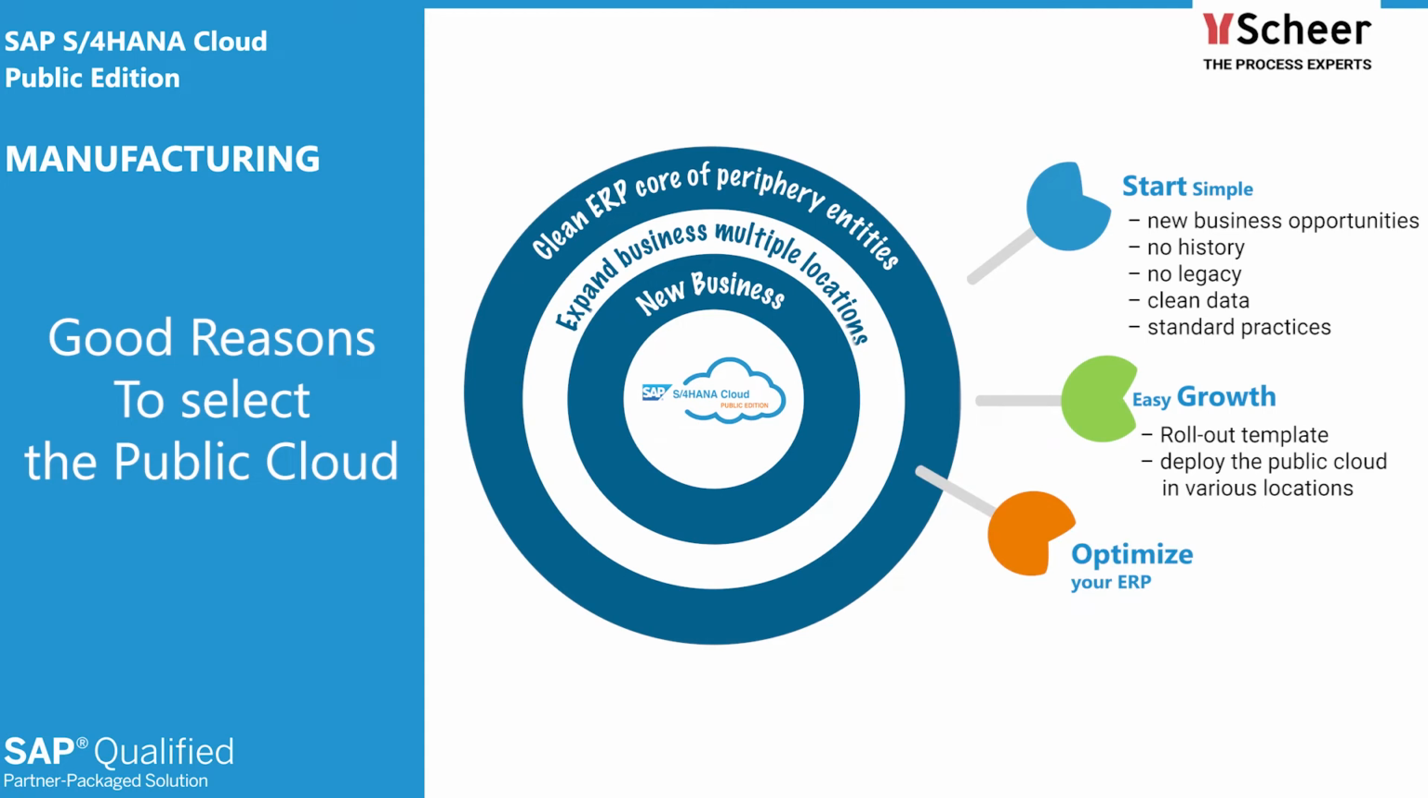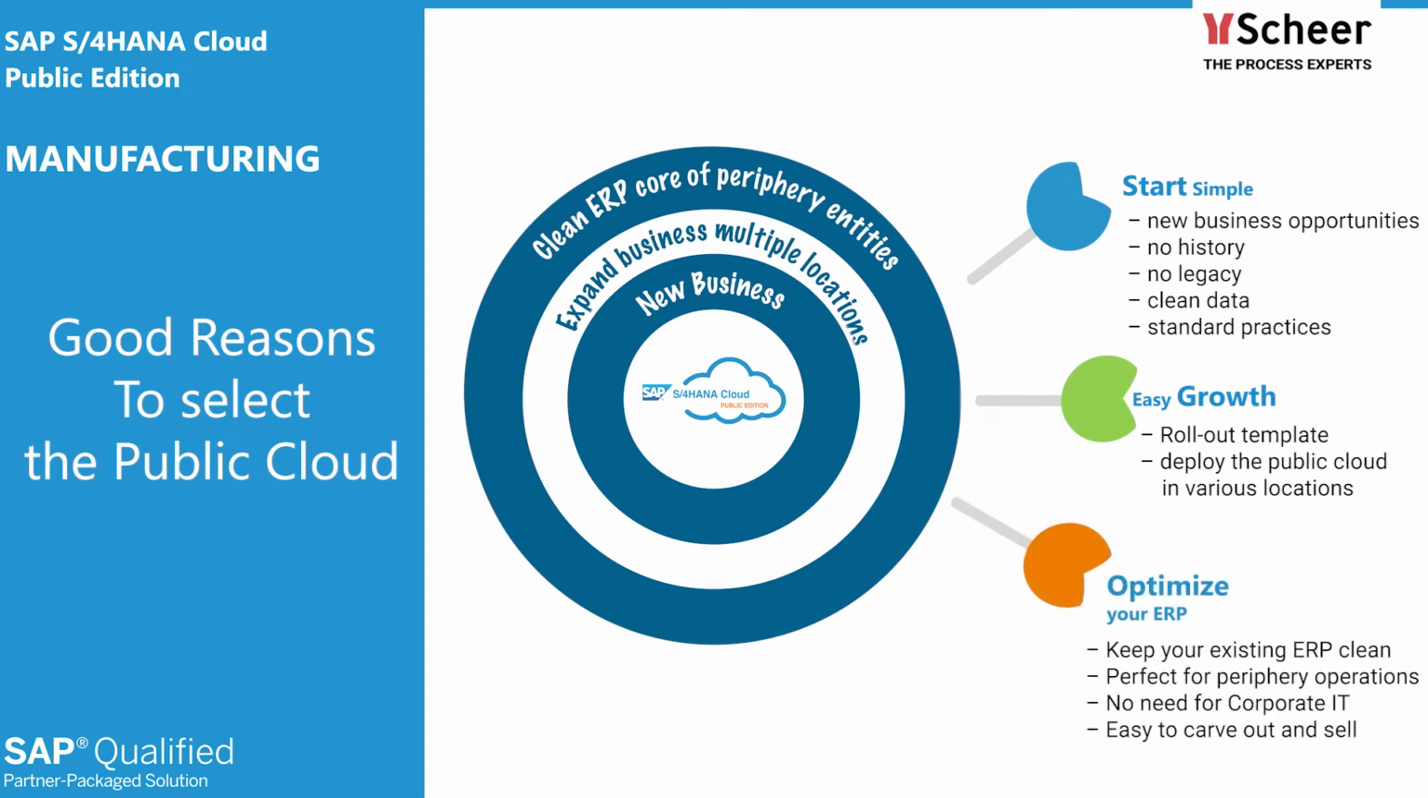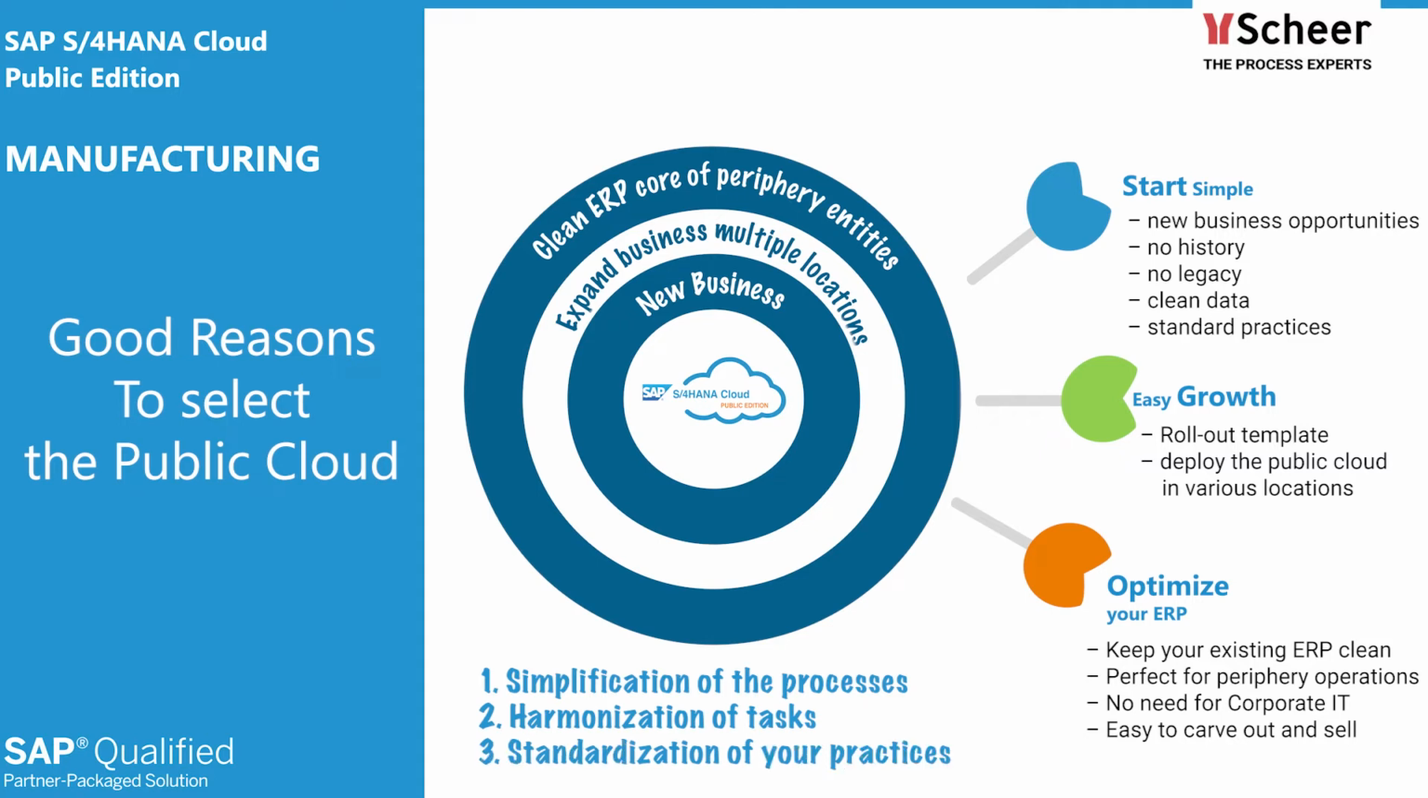A third reason is to optimize your ERP. Leave the core for what it is, and use the public cloud for periphery operations. The periphery operations get their own environment, without the involvement of corporate IT. This situation is handy when you sell this part of the business. The public cloud simplifies the processes, harmonizes the tasks, and standardizes your practices.